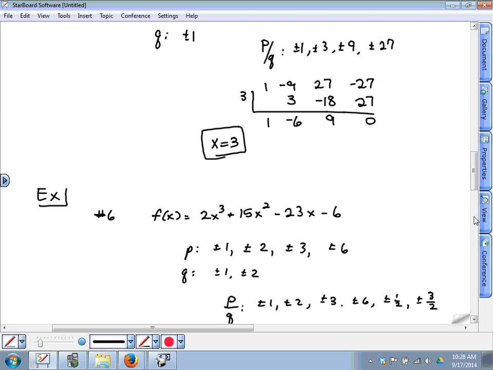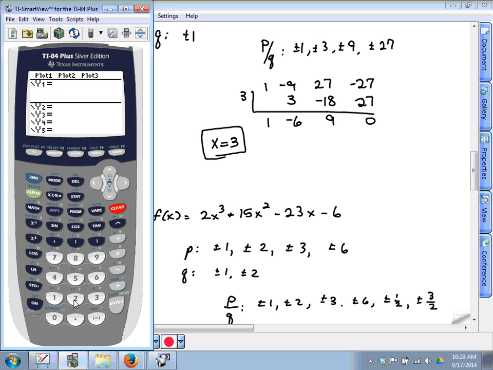What does the word rational mean? Can be written as a fraction. Couldn't all of those be written as fractions? So those are all rational. Each one of these is a potential rational zero. We've got to find out which ones work. How do we know? Put it in the calculator.